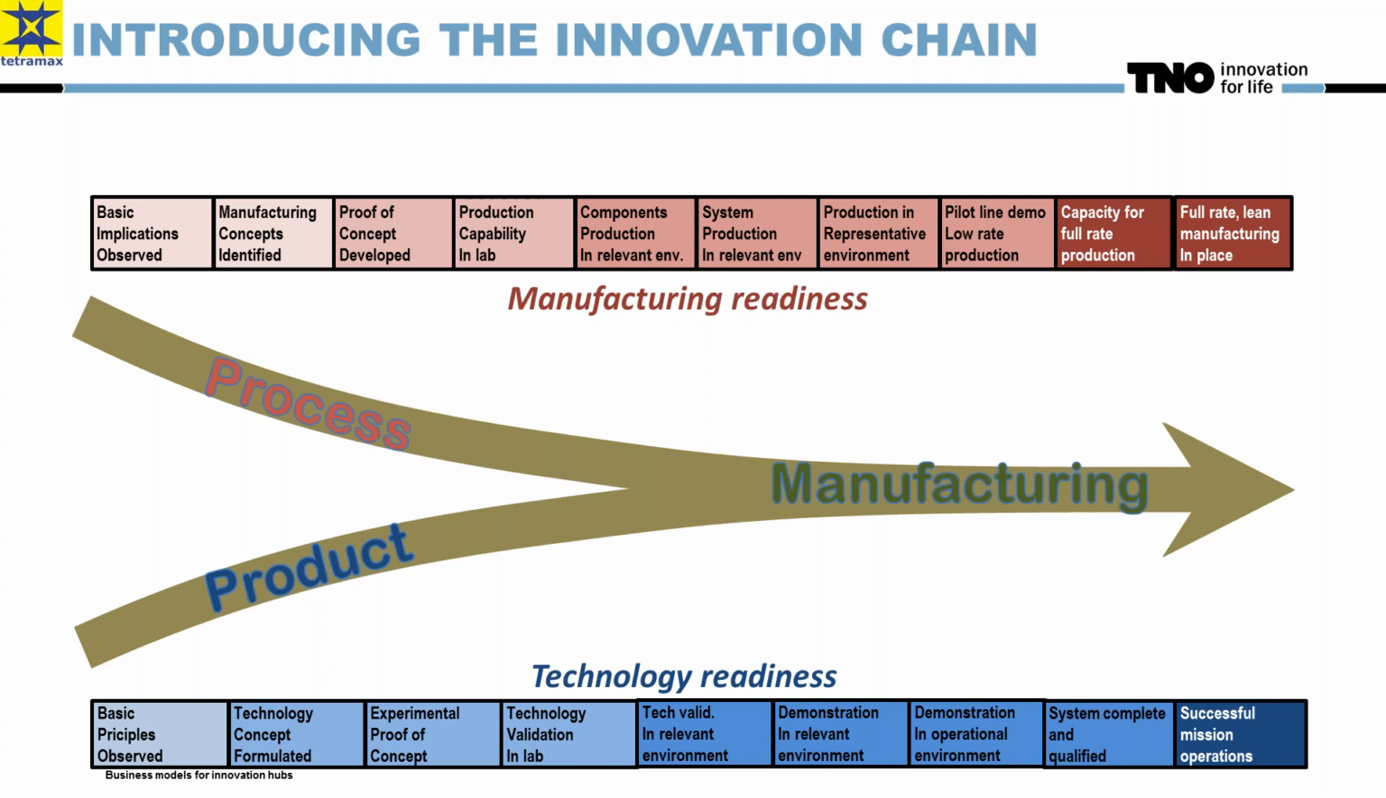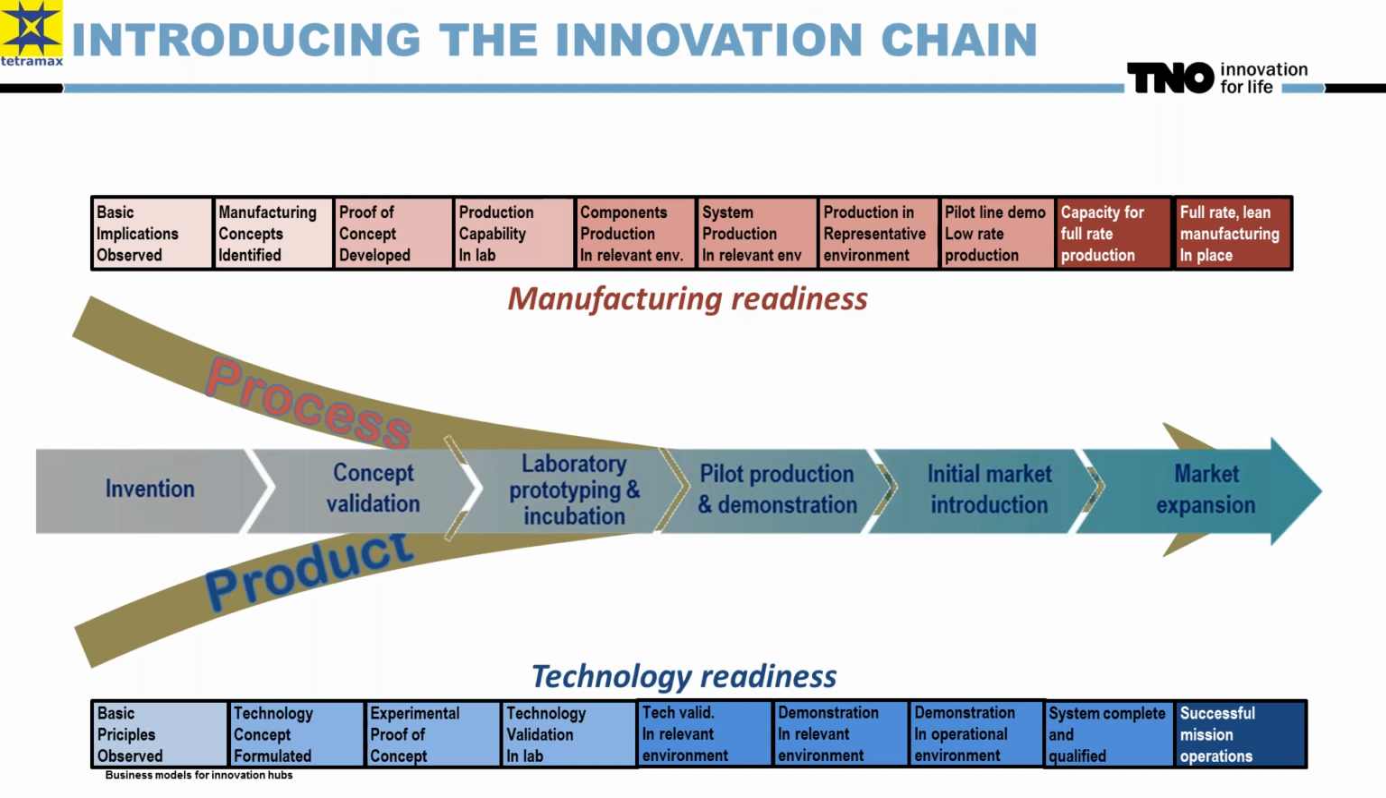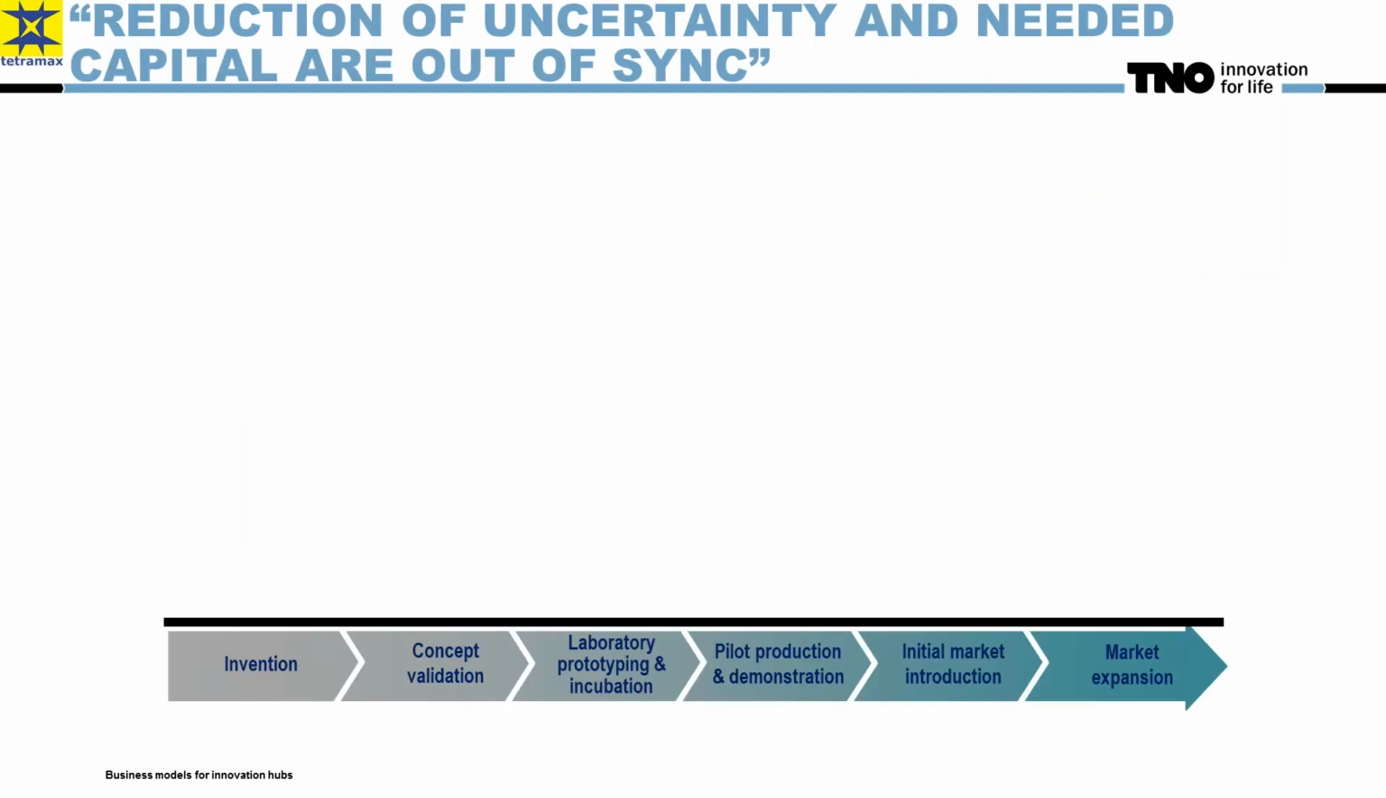And to be honest, I always hate the technology readiness level and also the manufacturing readiness level. And why? Because it's mono technology. And if you enter into innovation, I rather like to focus on a more systematic approach. And there you can have the innovation chain, which starts with invention and then goes through laboratory prototyping, pilot production and demonstration, and towards market expansion. And these dimensions, these chains, are very important to understand why digital innovation hubs are there.